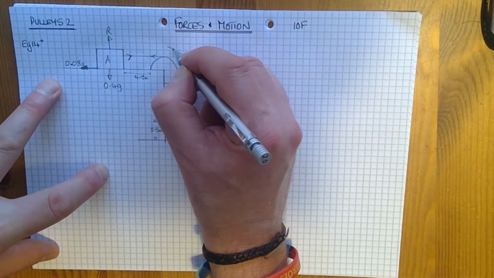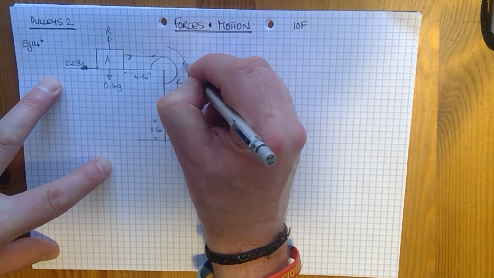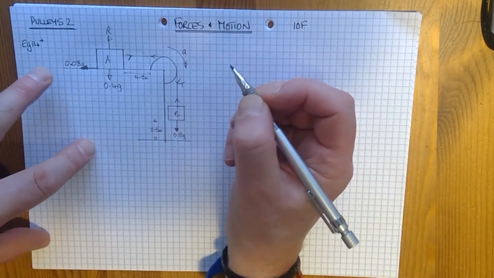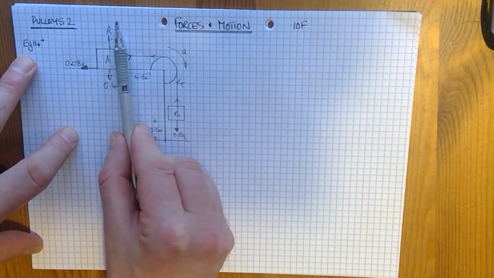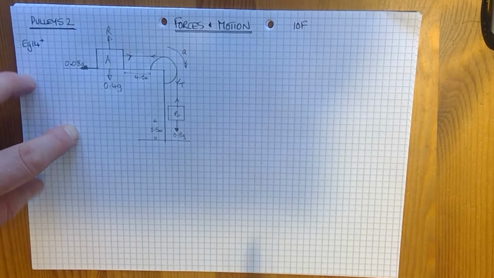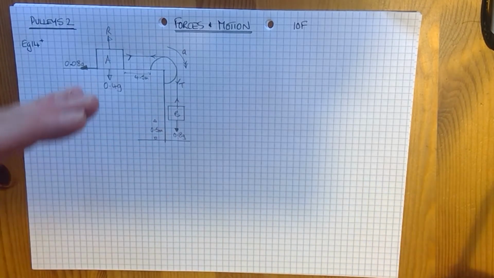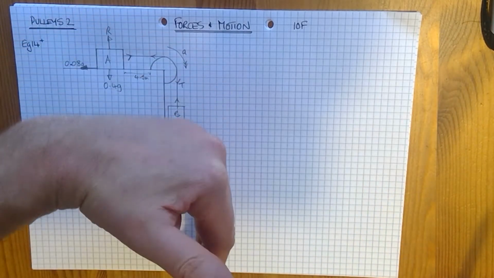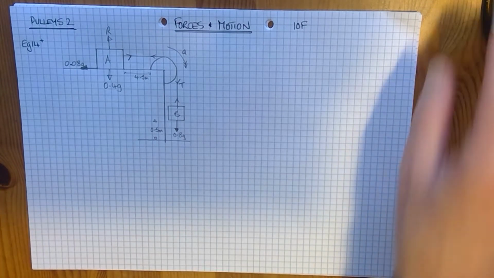I gather physicists put an arrow around the pulley to show that's where it's working. Mathematicians would tend to put an arrow here and an arrow here. It doesn't actually matter, as long as somewhere on your diagram you can see that the system is accelerating that way.